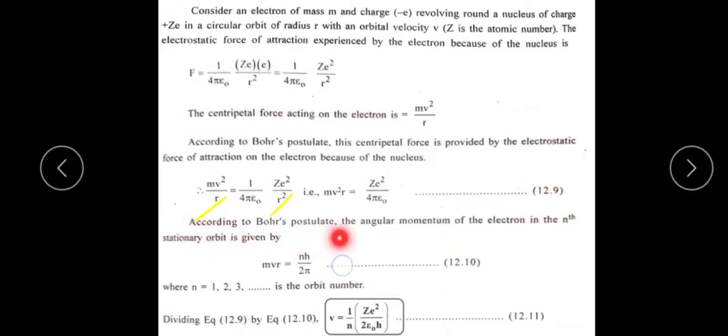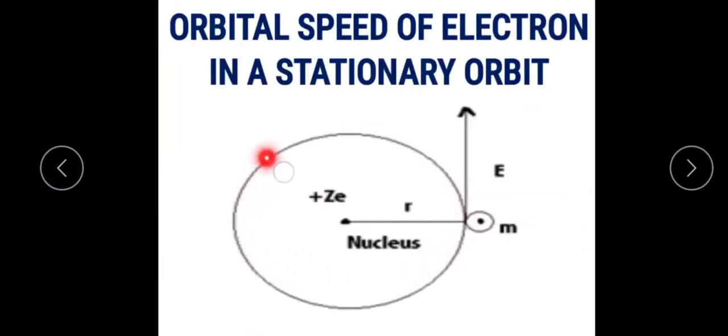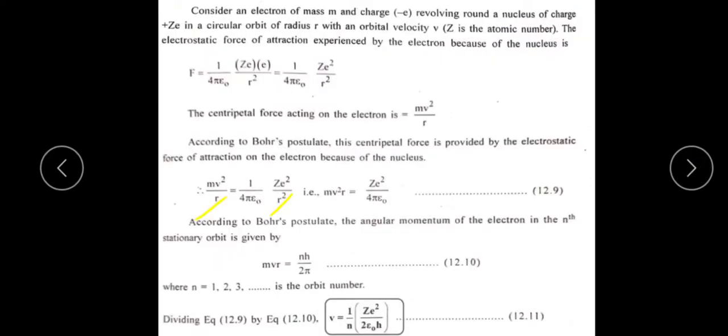According to Bohr's postulate, the angular momentum of the electron in the nth state of orbit is given by, so the second postulate of Bohr's theory, which explains the electron revolving around the nucleus in a stationary orbit. The electron revolves with an angular momentum L, that is equal to an integral multiple of h by 2 pi, that is nh by 2 pi.